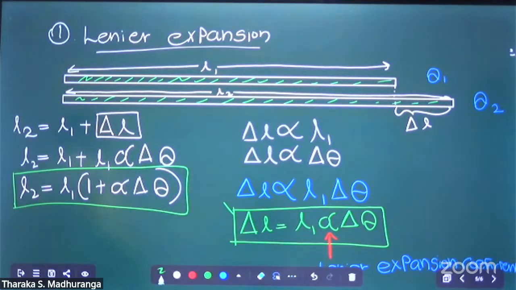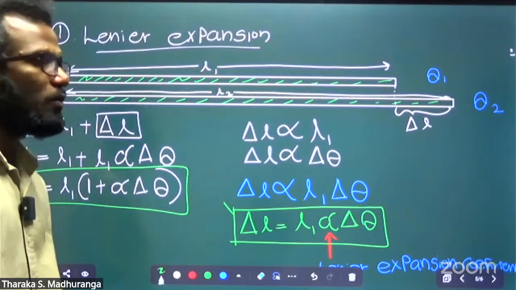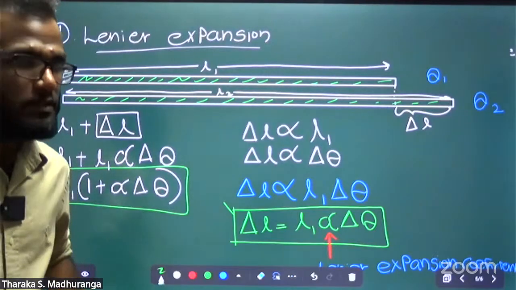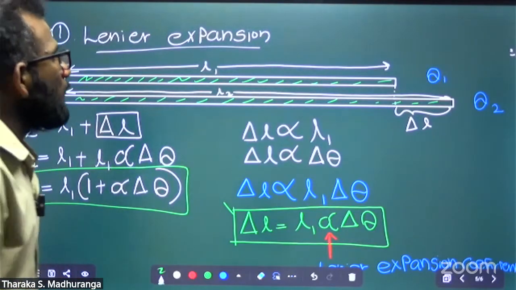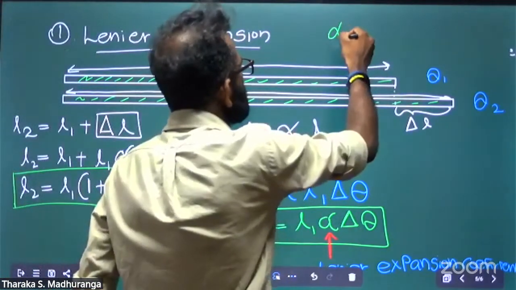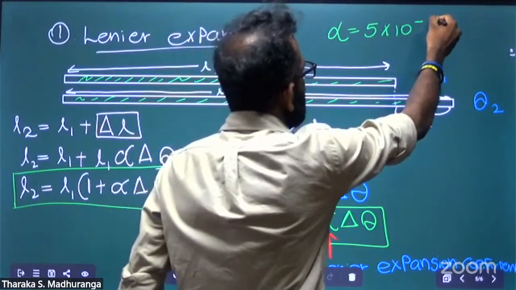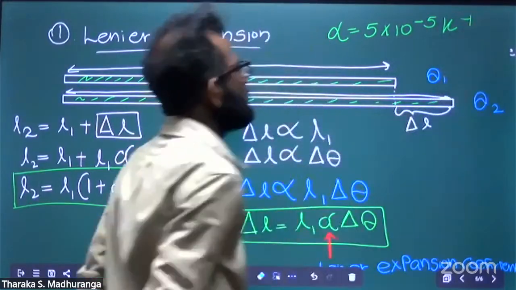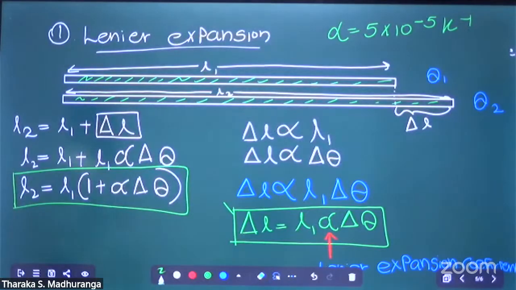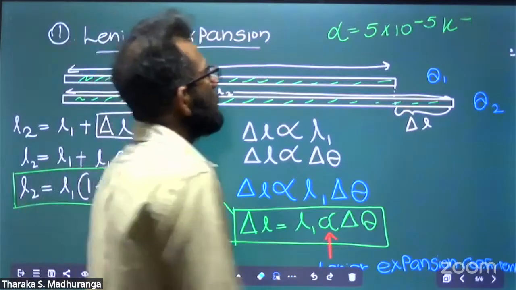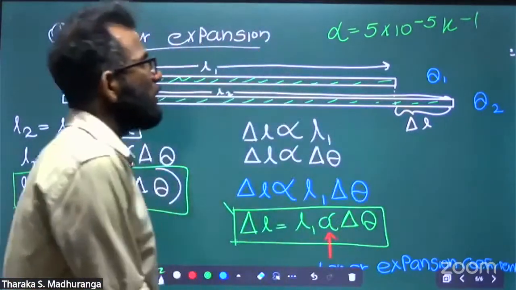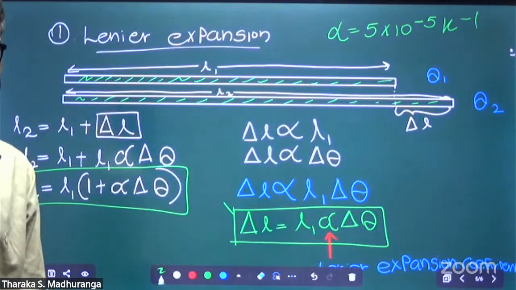Within brackets, the linear expansion coefficient of the copper, that means alpha of the copper, is 5 into 10 to the power minus 5 per Kelvin.